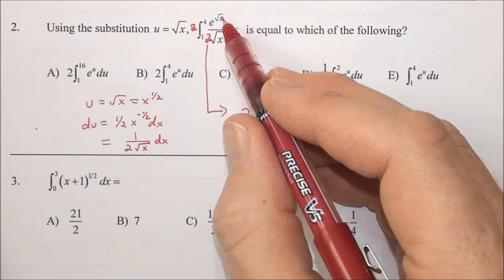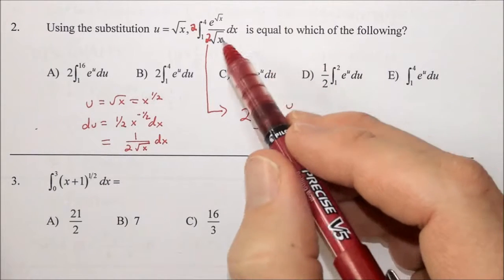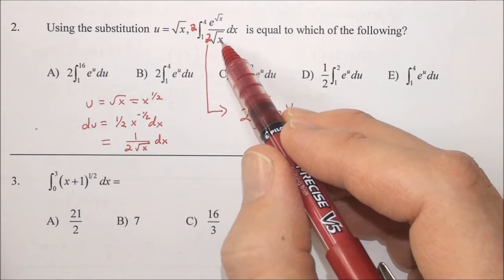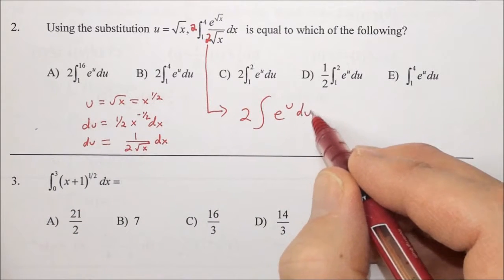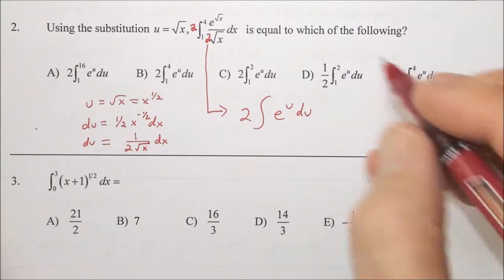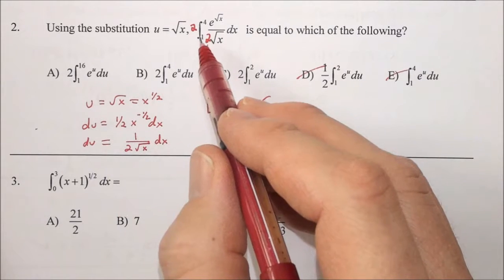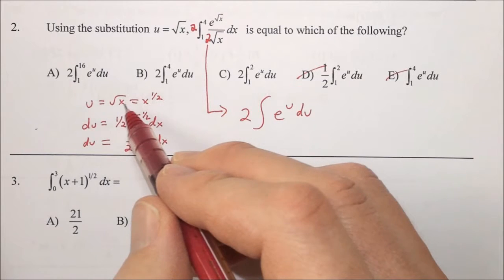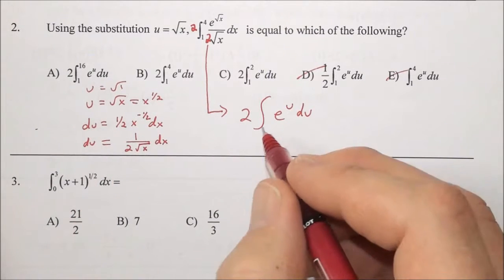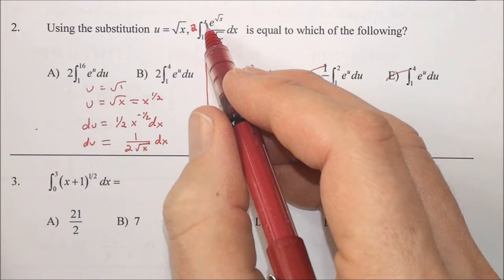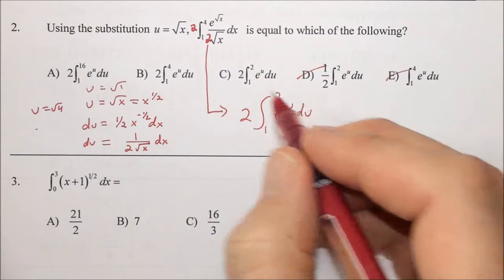Instead of e to the square root of x, since the square root of x is u, we'll have e to the u. And then the dx, the 2 and the square root of x, which are in the denominator, those are the same as du. So they all go out, du comes in. So there needs to be a 2 out front. That eliminates dx and the denominator. The question is, what are the new bounds? We have to plug our old bounds into the u equals the square root of x equation. So if x is 1, u is equal to the square root of 1, which is obviously 1. If x is 4, then u is equal to the square root of 4, which is 2. So our answer, once again, is C.